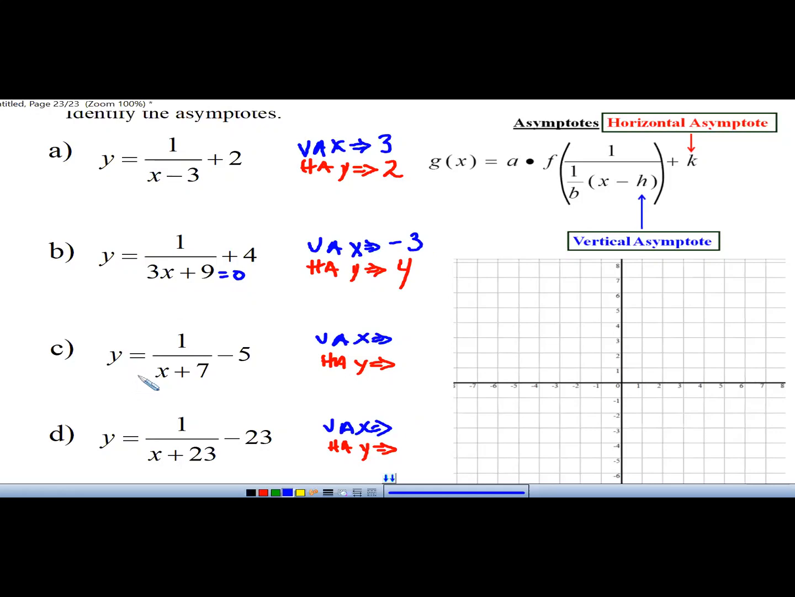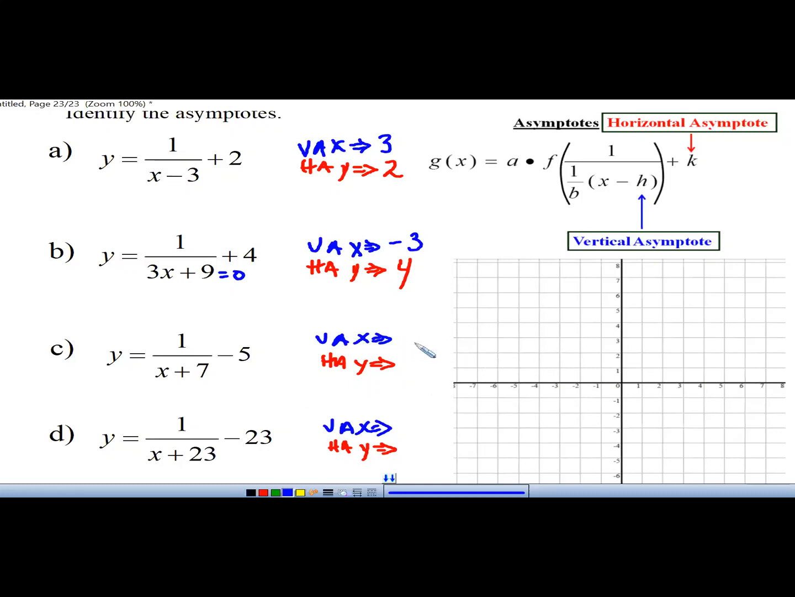Part C, what'd you get for our VA and HA? Let's see. About Danny. Danny? Ortega? Okay. Danny, stay behind at the end and talk to you. Victor, go.